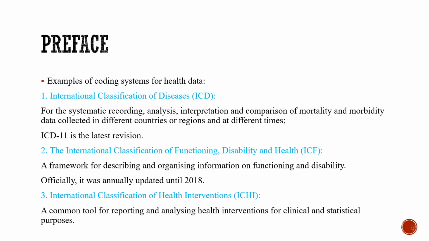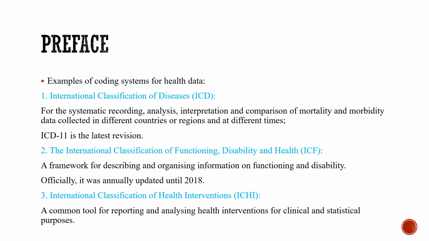Examples of coding systems used in health data are ICD, ICF, and ICHI. ICD being International Classification of Diseases, which was designed for the systematic recording, analysis, interpretation, and comparison of mortality and morbidity data collected in different countries or regions and at different times. The ICD-11 is the latest revision of the ICD coding systems.